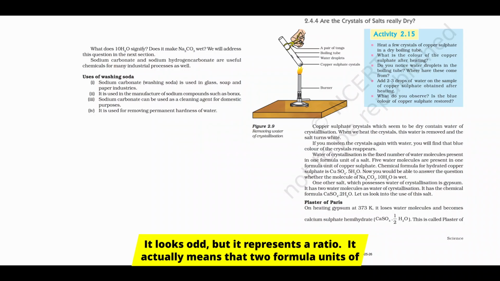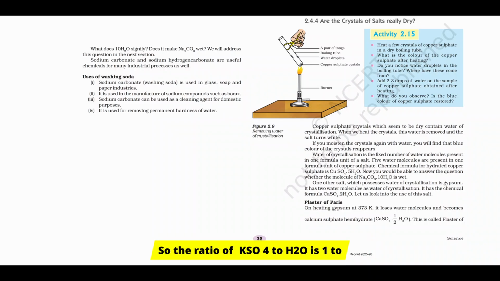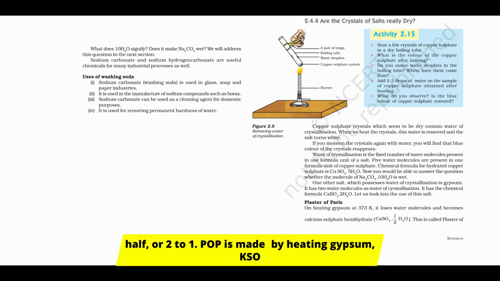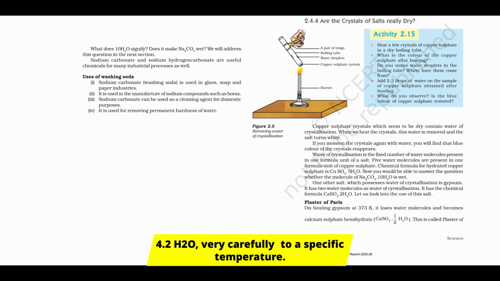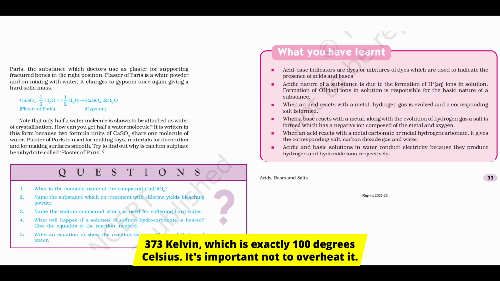It actually means that 2 formula units of CaSO4 share 1 molecule of water in the crystal structure. So the ratio of CaSO4 to H2O is 1 to 1/2, or 2 to 1. POP is made by heating gypsum, CaSO4·2H2O, very carefully to a specific temperature: 373 Kelvin, which is exactly 100 degrees Celsius. It's important not to overheat it.